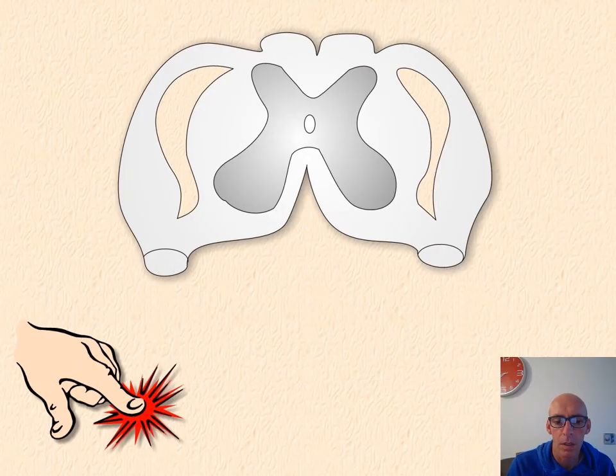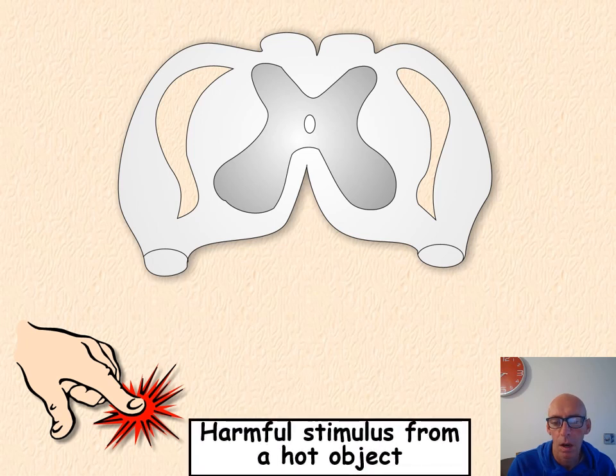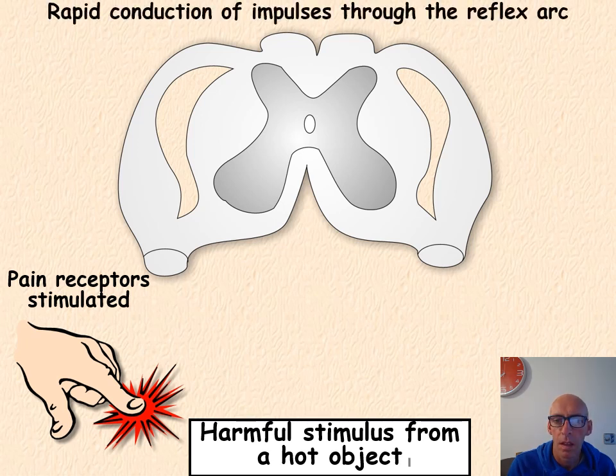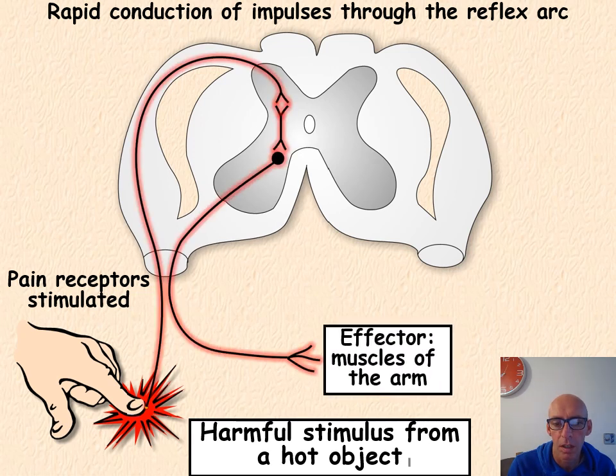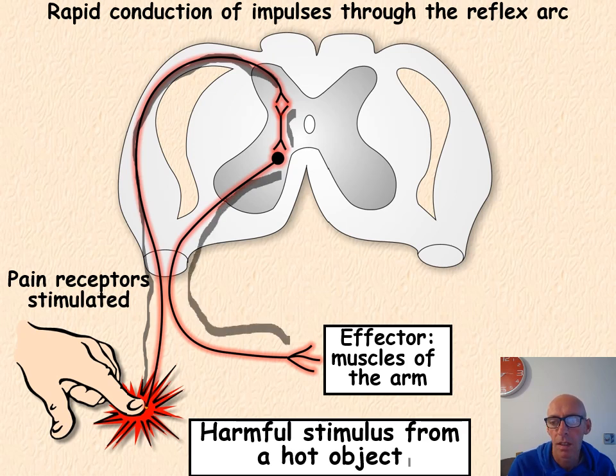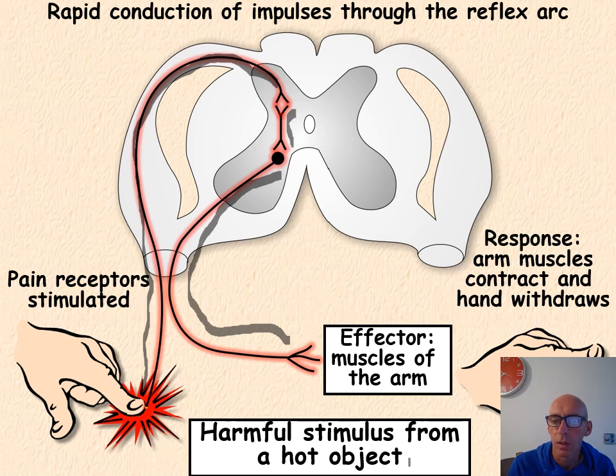So in terms of how it works, a harmful stimulus from a hot object here, the pain receptors are stimulated. That electrical impulse goes through the reflex arc, so all the way in, so up here through this, that's the sensory nerve, through the relay nerve, back around the motor nerve to the effector, and your response. Your response is here. So your response, the arm muscles contract and the hand withdraws. So the effector was a muscle.